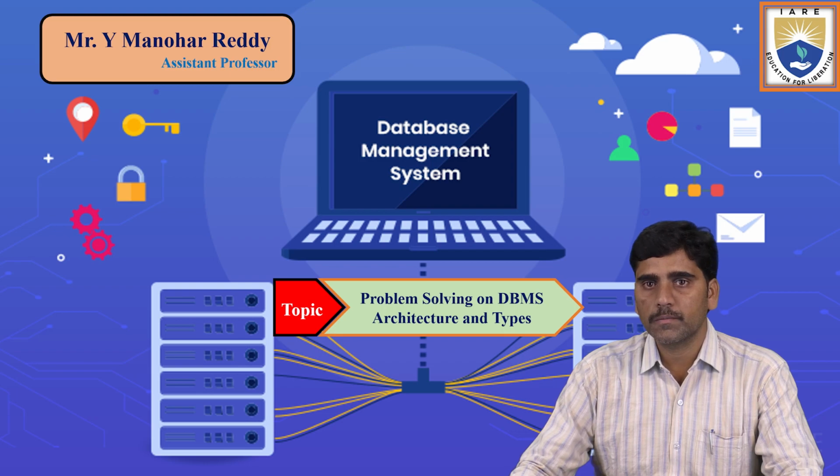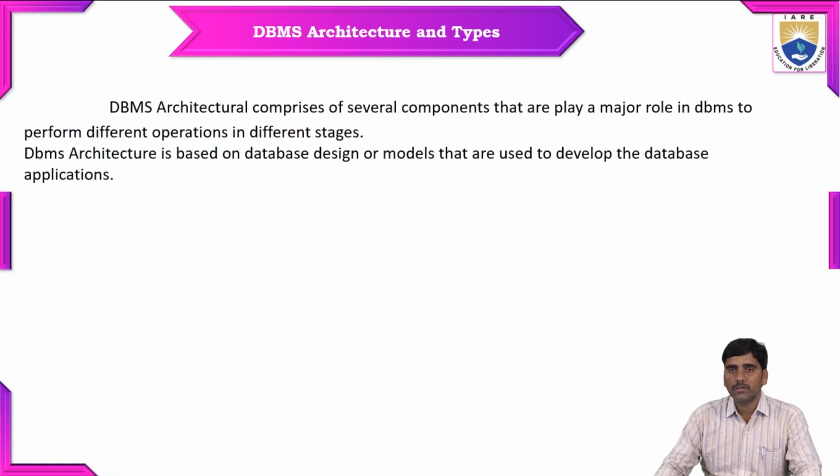Today I am going to explain how DBMS is architected. So, DBMS architecture and its types. Generally, the database management system software architecture is designed based on the model of the database design. There are different types of design models out there.